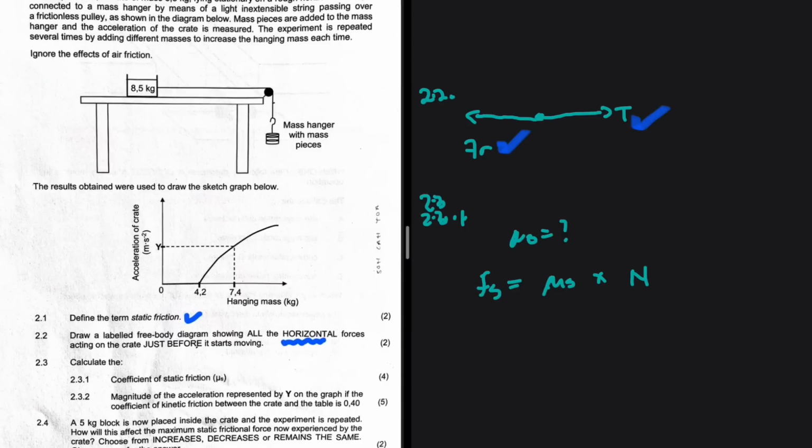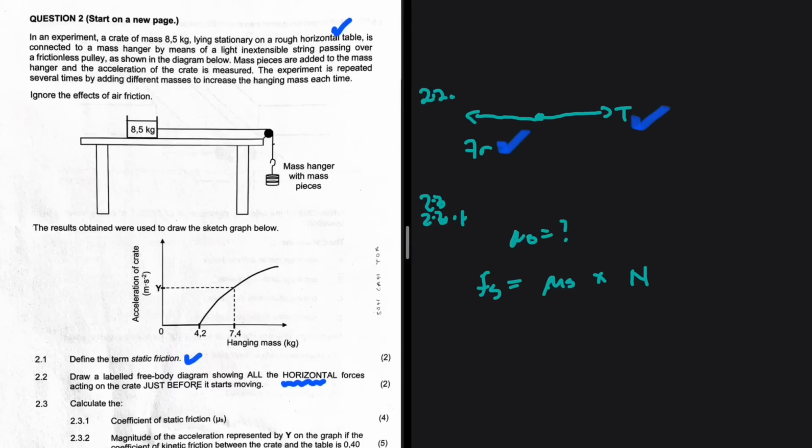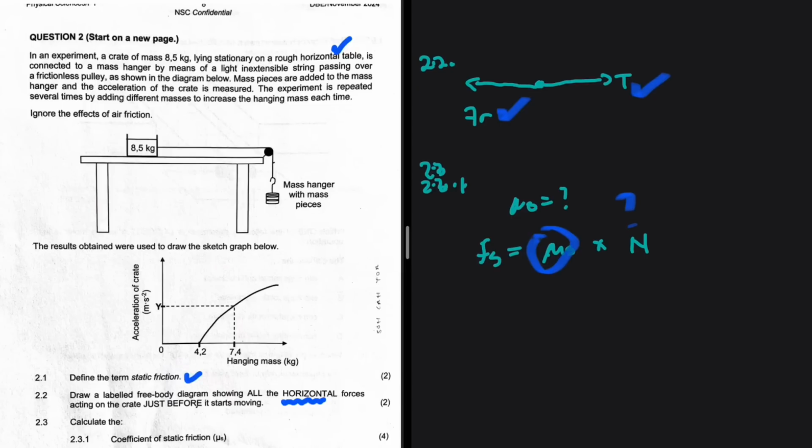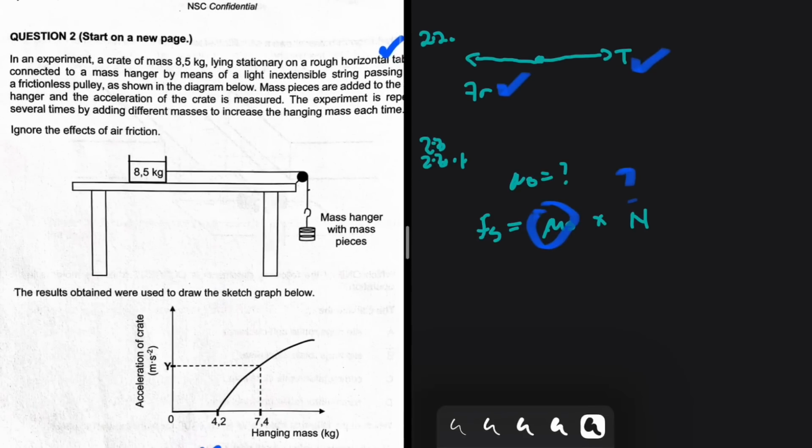So what information do we have? Do we have the frictional force? Maybe. Let's take a look and see what we have here. We are actually not given the static frictional force. So how are we supposed to calculate it? But do we have the coefficient? The coefficient is what we're interested in, so obviously we don't have that. What about the normal force? Well, the normal force we can calculate, right? Because there's no Fy, the normal force is just going to be equal to the weight. So the normal force is 8.5 multiplied by 9.8.